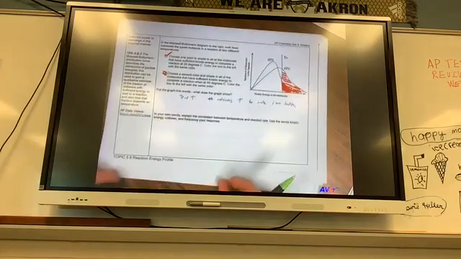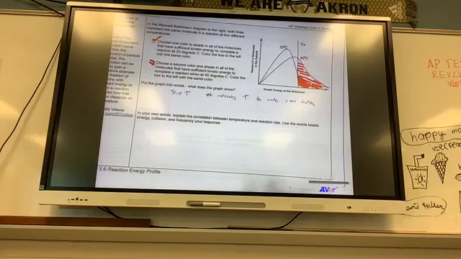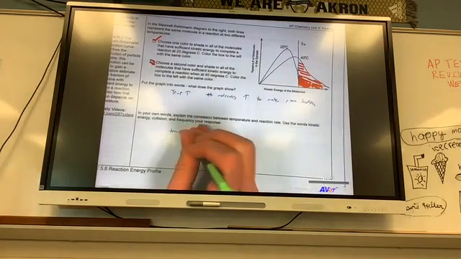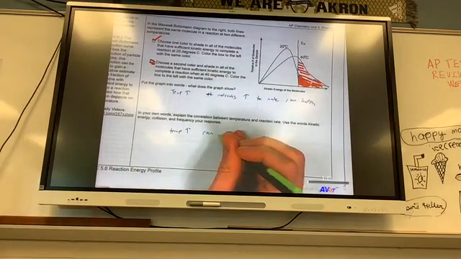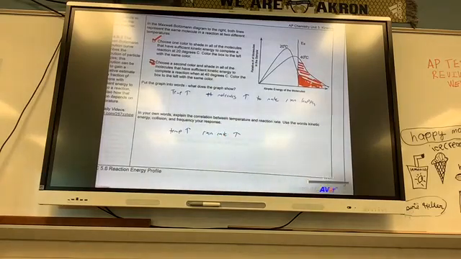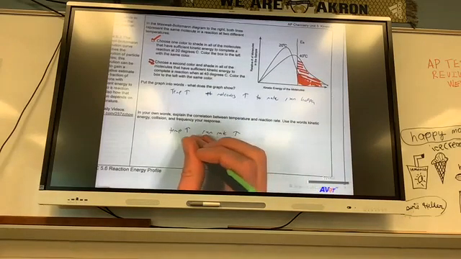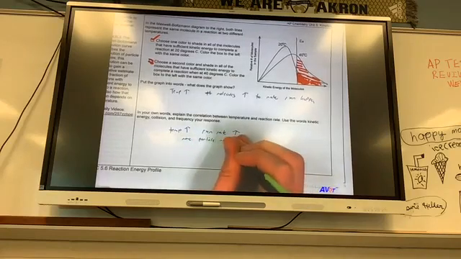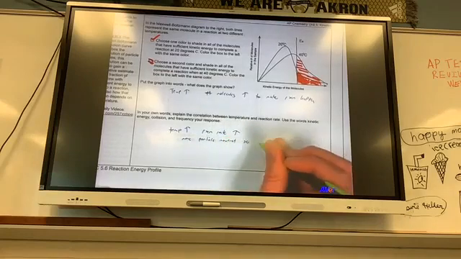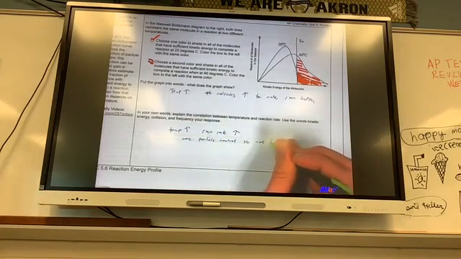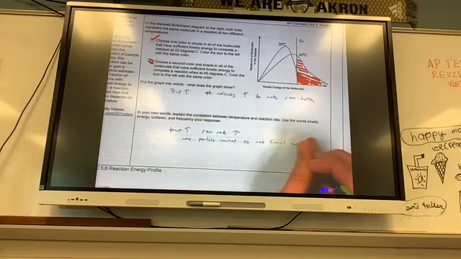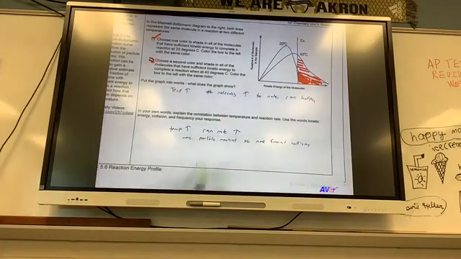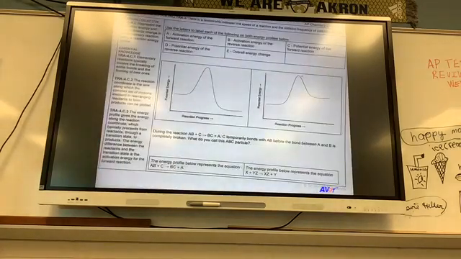In your own words, explain the correlation between temperature and reaction rates. I would say as temp goes up, reaction rate usually goes up. Why? Well, more particle movement. So, more frequent collisions, more likelihood for them to be aligned, all that good stuff. Okay. Next page.